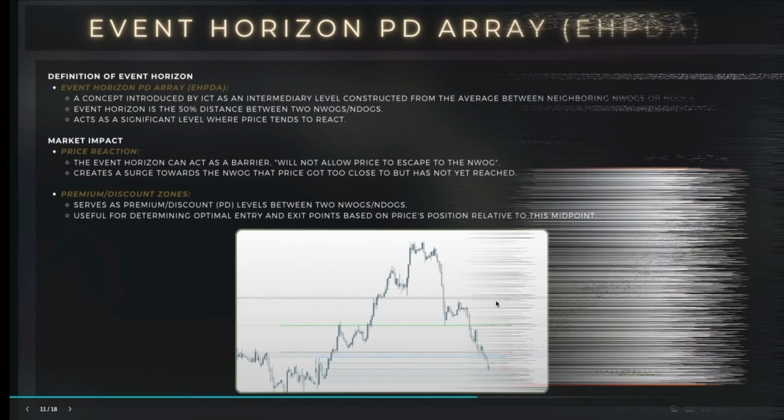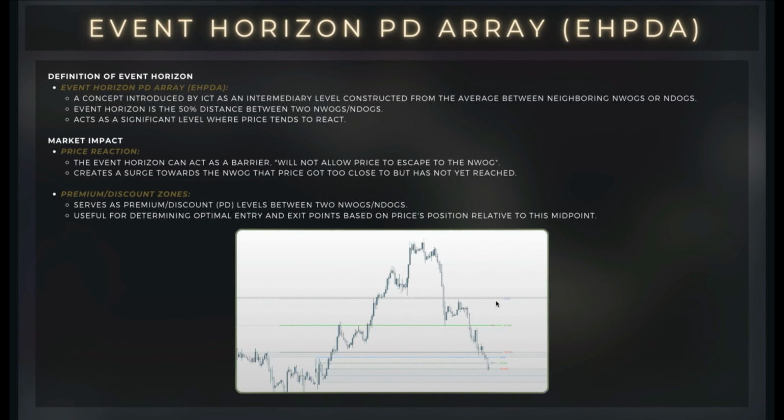Okay, so let's talk about EHPDA a little bit more. Definition of event horizon. Event horizon PD array, a concept introduced by ICT as an intermediary level constructed from the average between neighboring new week opening gaps or new day opening gaps. Event horizon is the 50% distance between two NWOGs/NDOGs. Acts as a significant level where price tends to react. Market impact.